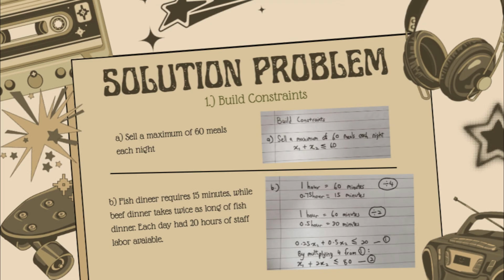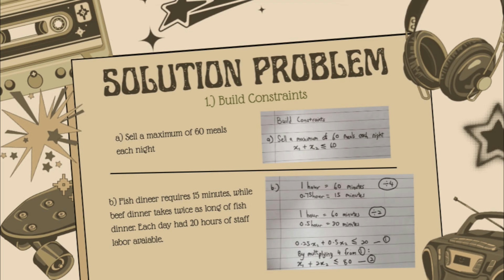Constraint A. First, there is a limit on the total number of meals we can sell. We can sell a maximum of 60 meals. This means the number of fish dinners plus the number of beef dinners must be less than or equal to 60. Mathematically, this is written as x1 plus x2 is less than or equal to 60.